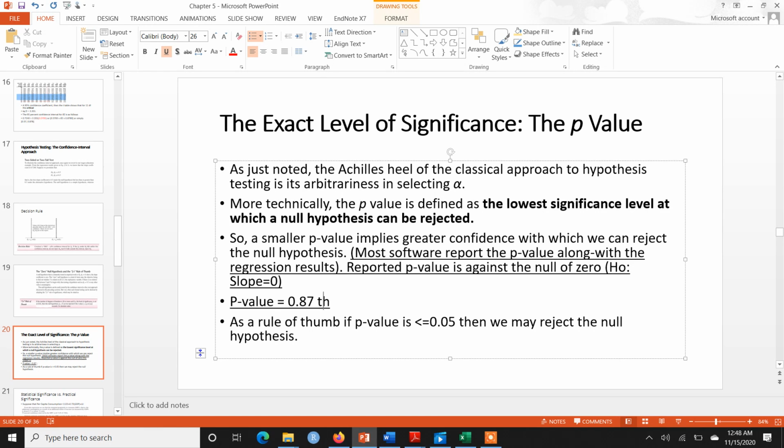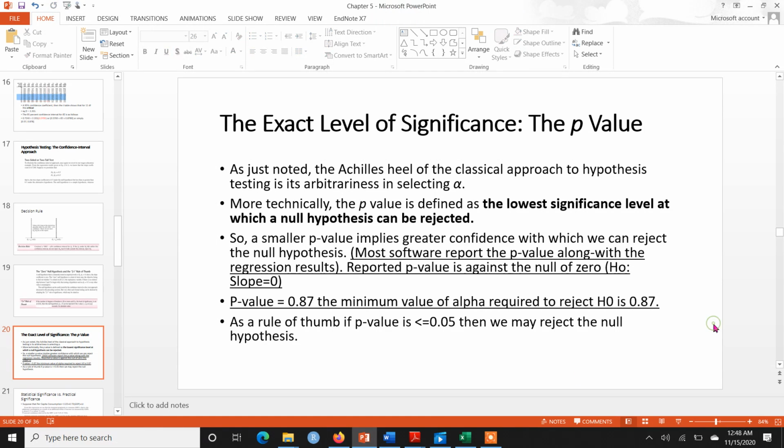It means that the minimum value of alpha required to reject H naught is 0.87. But we know that we don't use that high value of alpha. The highest allowed value for alpha is, as I said, 10%. So even if we use the 10% benchmark, if the p-value is 10%, that is 0.10, then you can reject H naught. But at such a high p-value, you cannot reject H naught.